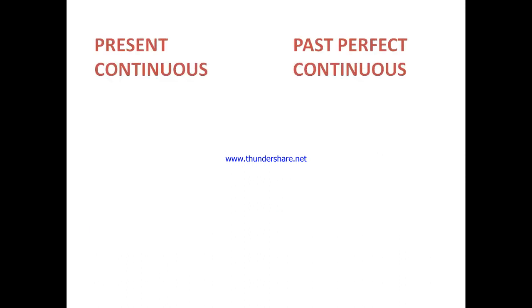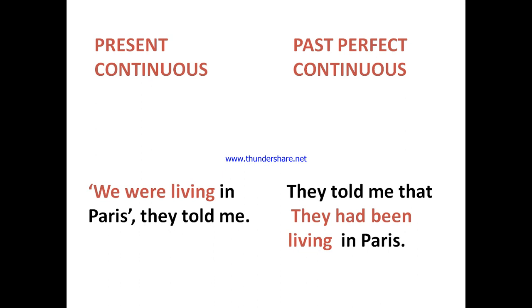Alright, so now the past continuous and the past perfect continuous. With the sentence, we were living in Paris, they told me. In the indirect or reported speech, of course, it becomes the past perfect continuous. So they told me that they had been living in Paris. So we were living, of course we becomes they, and were living becomes had been living in the reported speech.